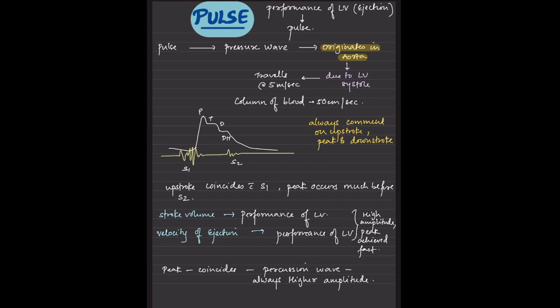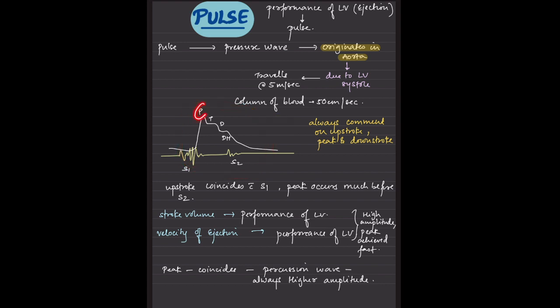Pulse is a performance of left ventricle ejection and it tells us about the pressure wave which originates in the aorta due to the left ventricle systole. This is the left ventricle that is ejecting. It is the left ventricle which is ejecting into the aorta, and that gives us the pulse, which travels at 5 meters per second, and the column of the blood is 50 centimeters per second. This is the pulse that is normally seen.